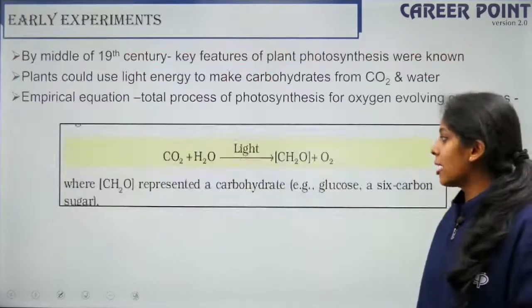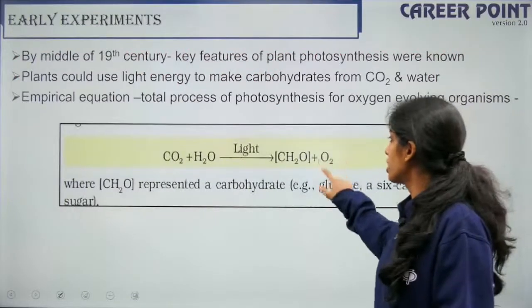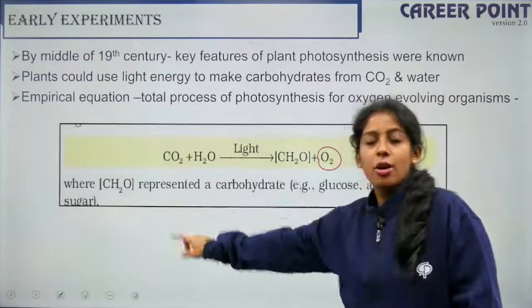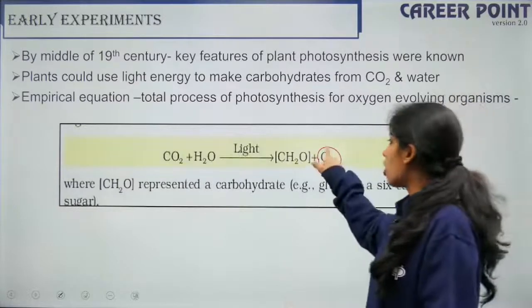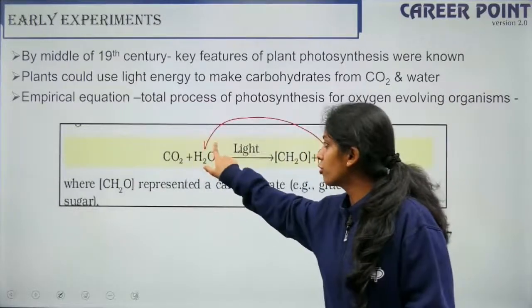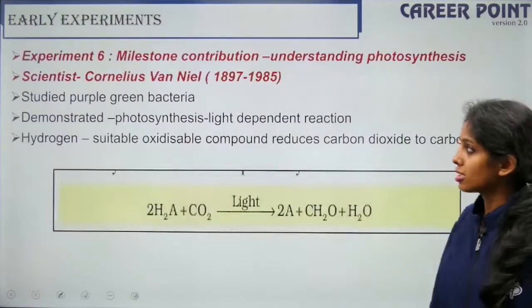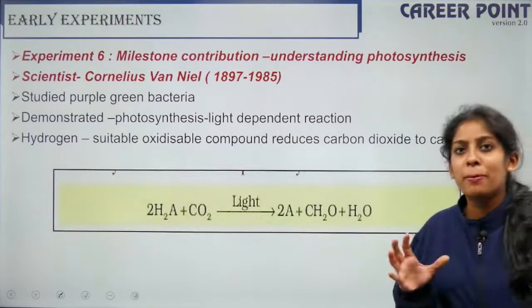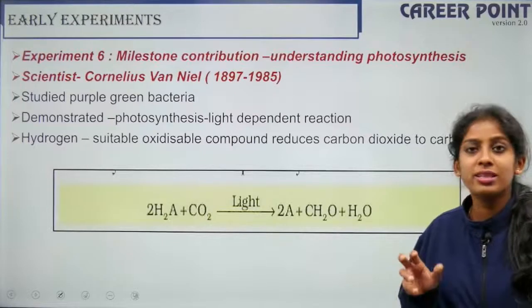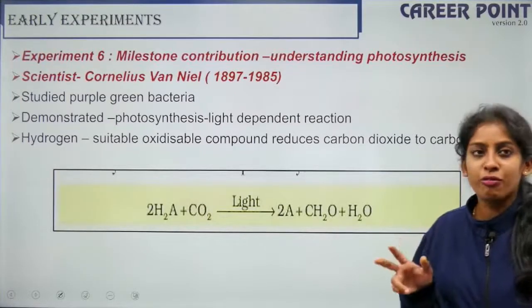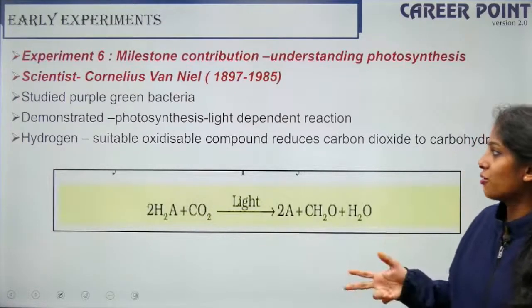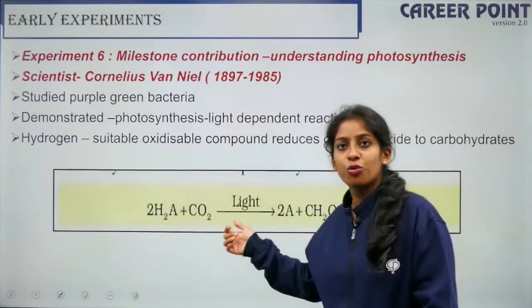So we thought the oxygen comes from carbon dioxide. But Cornelis van Niel said that the oxygen that is produced during photosynthesis comes from water and not from carbon dioxide. So he studied the purple-green bacteria. If you remember, they are the halophiles, I would say. So these halophiles, they also do photosynthesis.